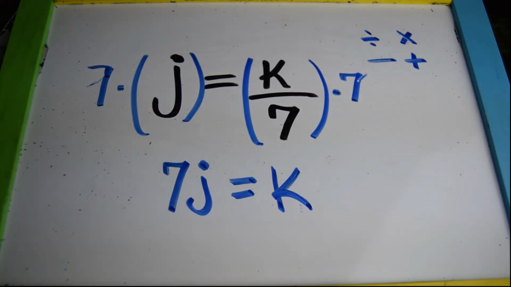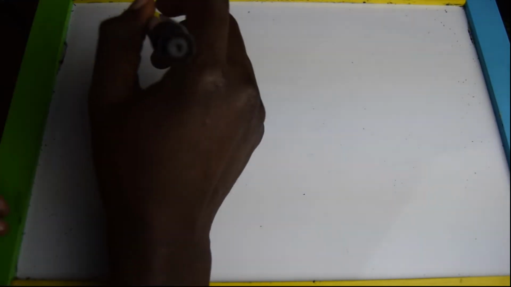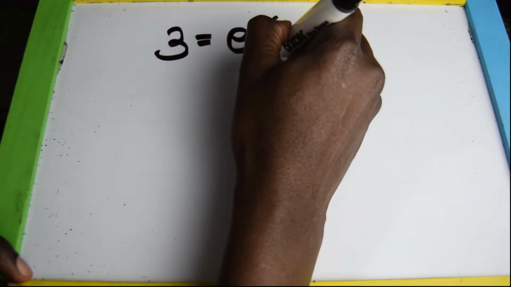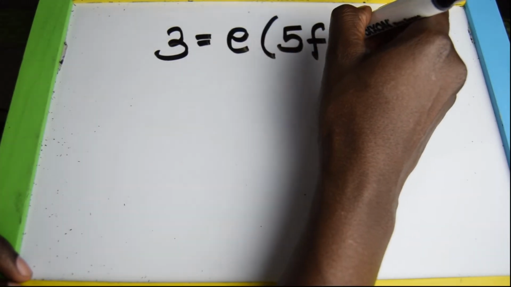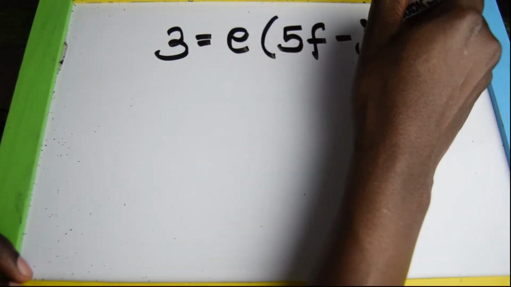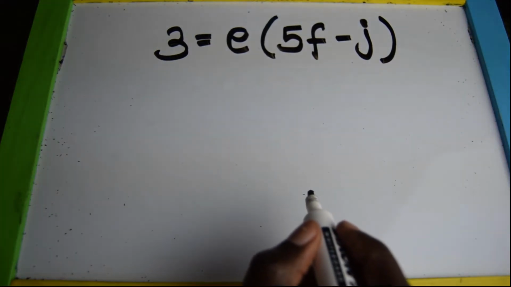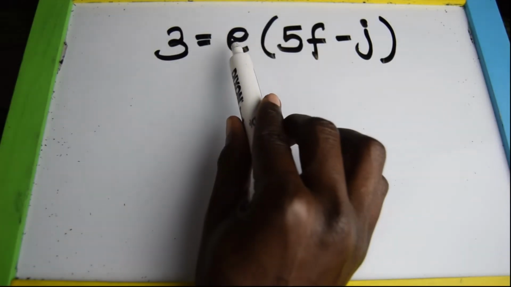Let's move on to multi-step equations. And we have 3 equal to e, and then you have 5f minus j. Then you're told to solve for e. How do you get e by itself here?